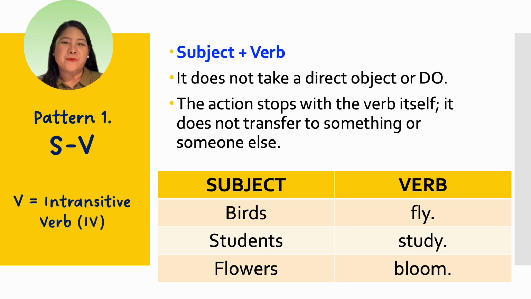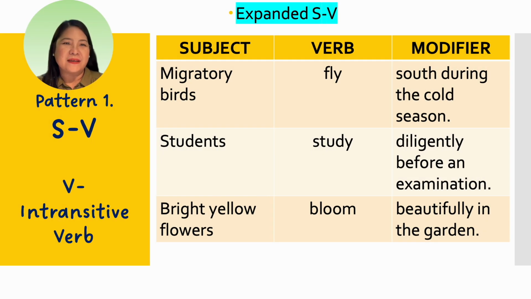But of course, we could expand these SV patterns like this. So we have here subject plus verb plus modifier. But still, the pattern is SV. It's just that we have added some more details dubbed as modifiers. For example, we have here migratory birds fly south during the cold season. Students study diligently before an examination. Bright yellow flowers bloom beautifully in the garden.